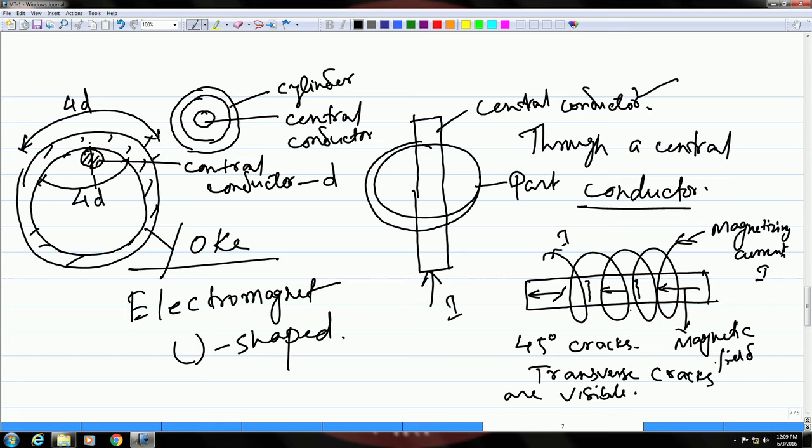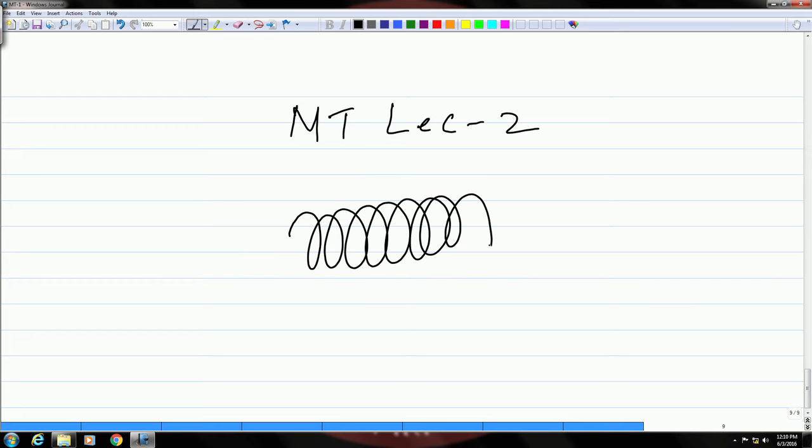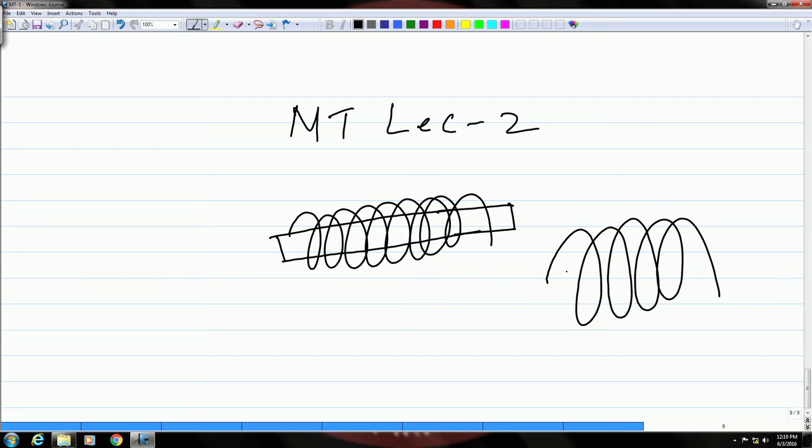Similarly, when you are using this kind of coil, it depends on whether the coil is tightly filled by the part or the part diameter is much smaller compared to the diameter of the coil. Since this is highly filled, this is known as a high fill, and in this case you could see the filling of the coil is not that much. That is why this is known as low fill.